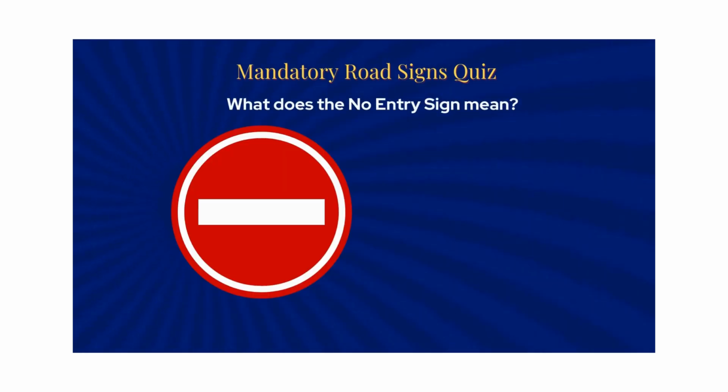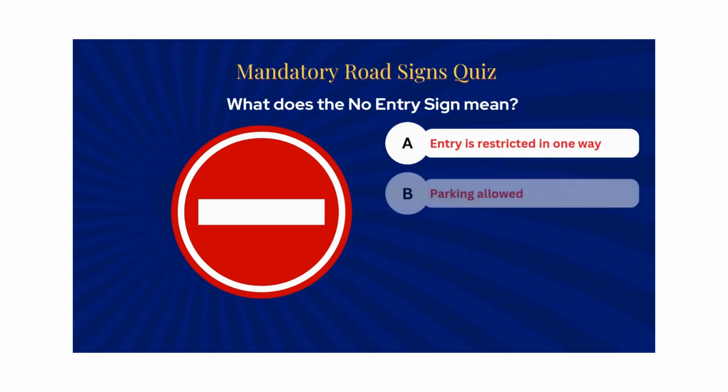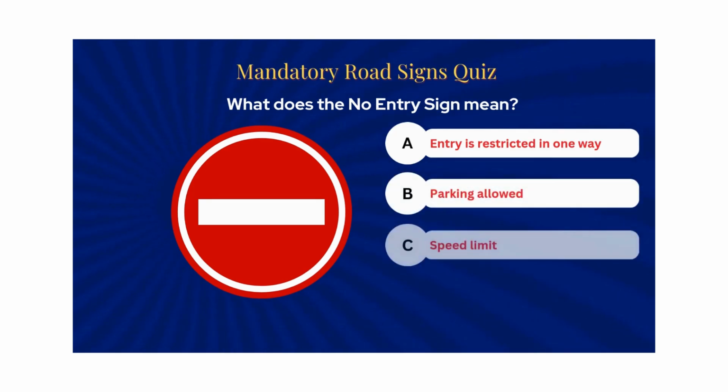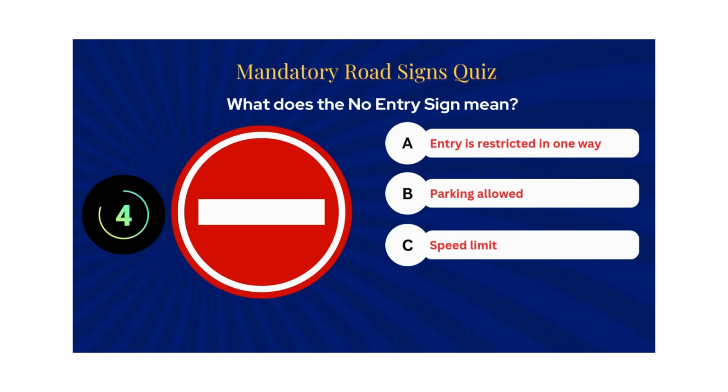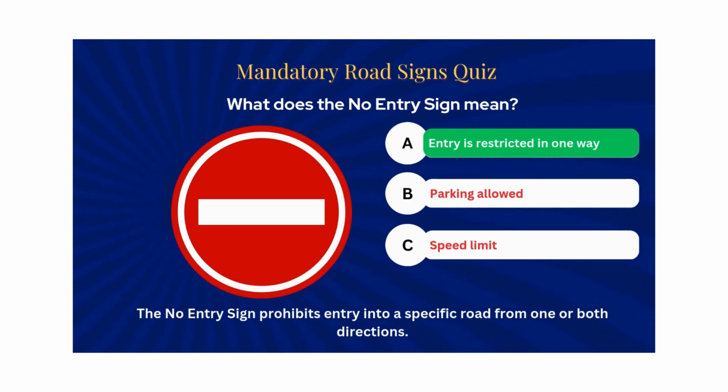What does the no entry sign mean? Options are entry is restricted in one way, parking allowed, and speed limit. The answer is entry is restricted in one way. The no entry sign prohibits entry into a specific road from one or both directions.